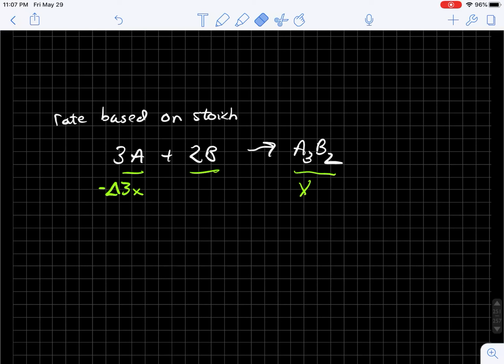So if we were to find rate law in terms of A, we would get a different value than if we define it in terms of B. A is disappearing 3 times faster than the product is being made. B is disappearing 2 times faster than the product is being made, and that's only because of the number of particles that are needed to create the product. And the change in A and the change in B, A is disappearing, B is disappearing, yet A3B2 is appearing. So we would usually use a positive symbol for the direction of the change for the product, and negative symbols for the direction of the change for the reactants.